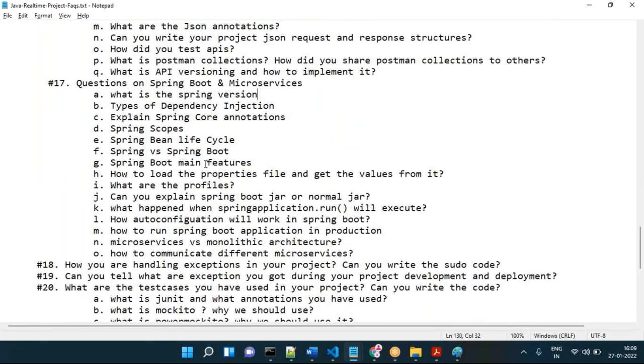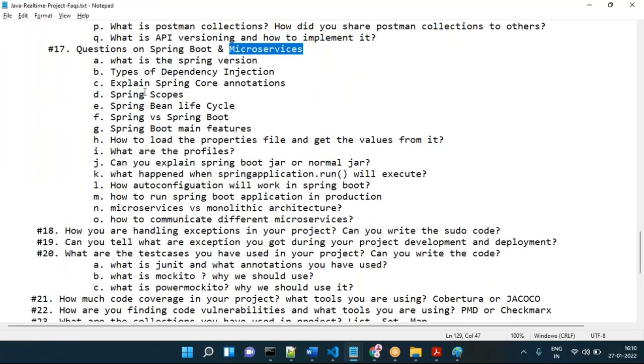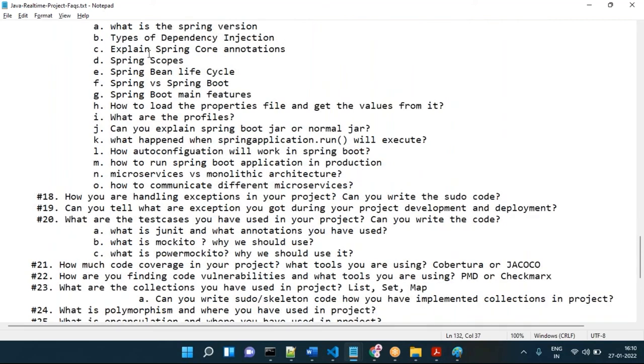Next one, questions on Spring Boot and microservices. What is Spring version? Types of dependency injection. Explain Spring Core annotations, how many? Spring scopes is very, very important. Spring Bean lifecycle. Spring versus Spring Boot. Spring Boot main features. How to load the properties file and get the values from it. What are the profiles, team?